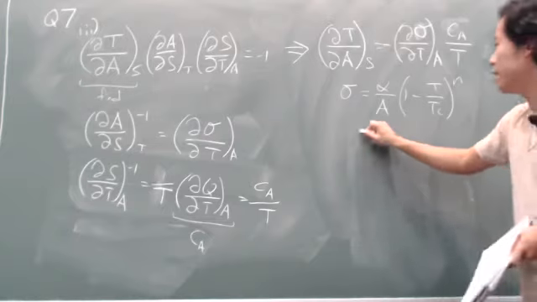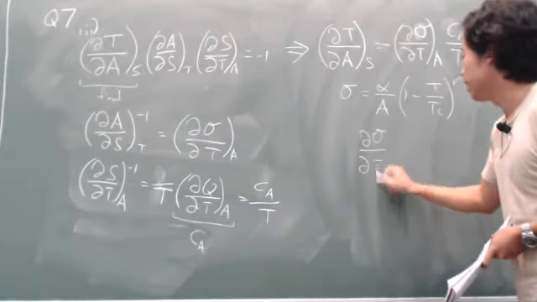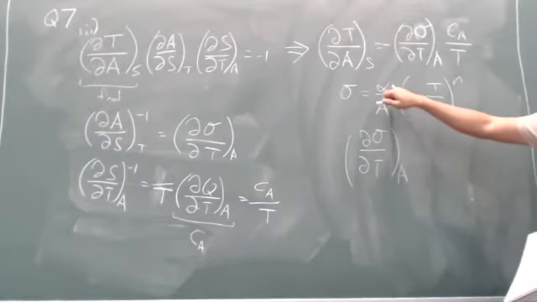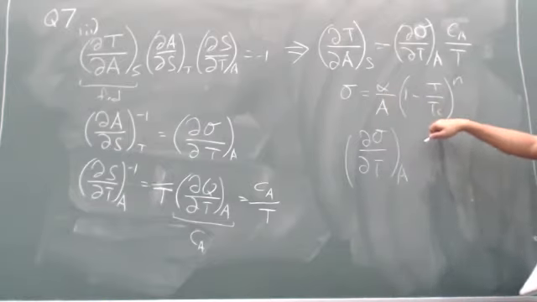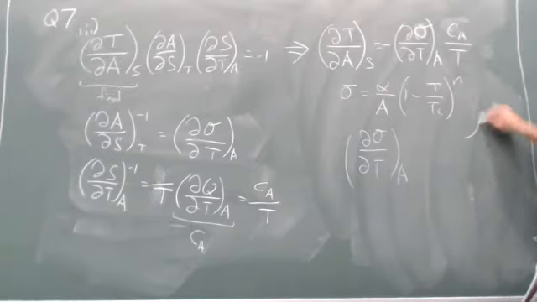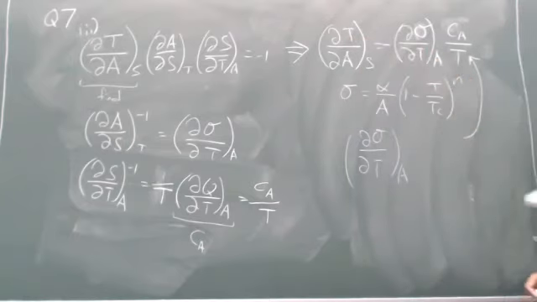So you can evaluate the sigma dT at constant A, which is easy because that means this is a constant, this is a constant, this is a constant, and this is a constant. So it'll just be a polynomial derivative. And then you can sub this back into there. And that's your expression for the change in temperature with change in area.